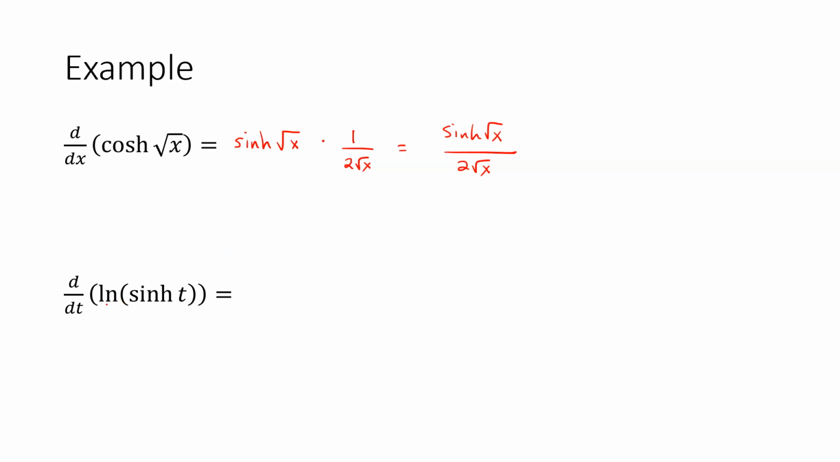Or here we've got ln of hyperbolic sine of t. So the derivative will be 1 over hyperbolic sine of t times the derivative of hyperbolic sine of t, which is hyperbolic cosine of t. Now we've got hyperbolic cosine over hyperbolic sine, which we know is the way we've defined hyperbolic cotangent.